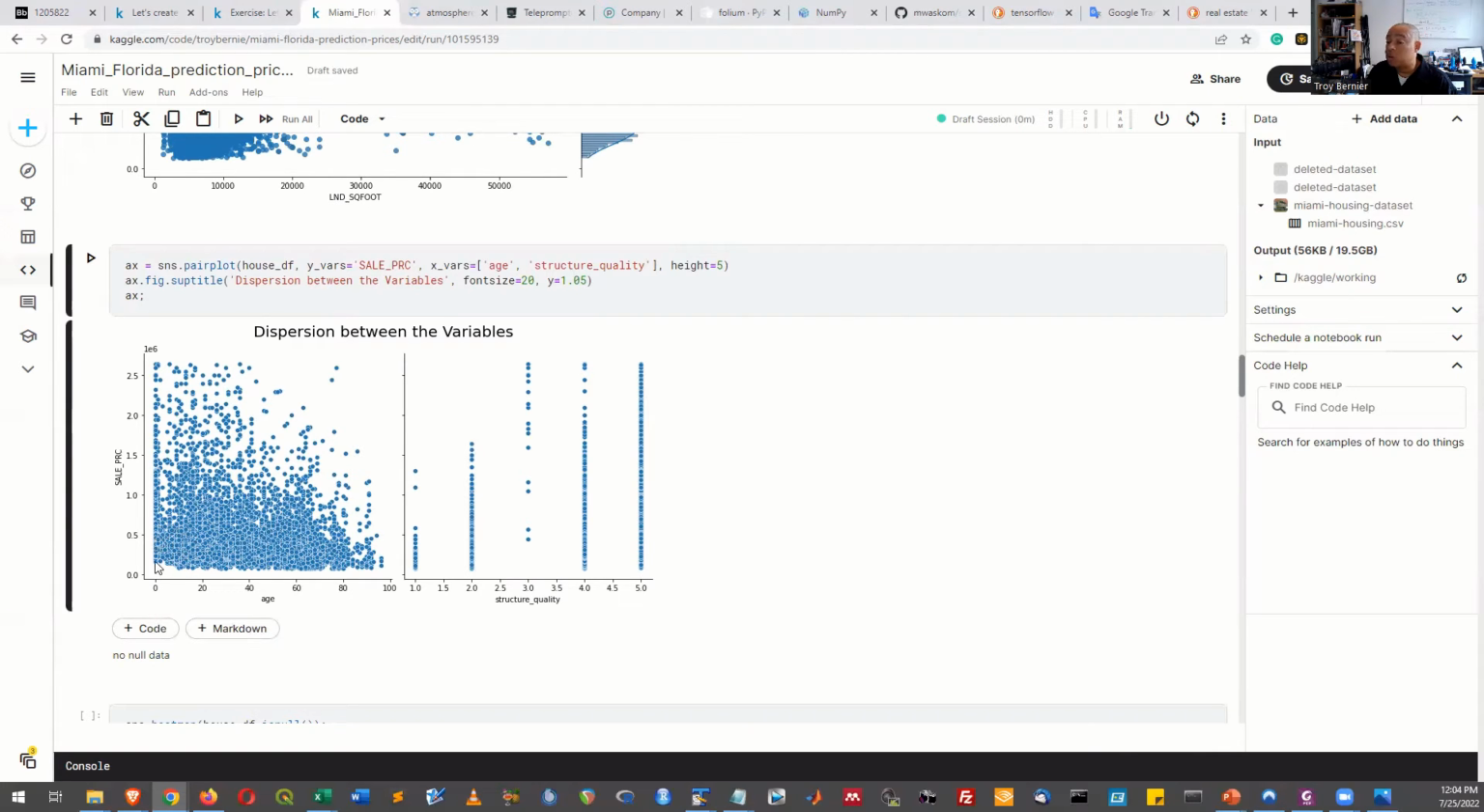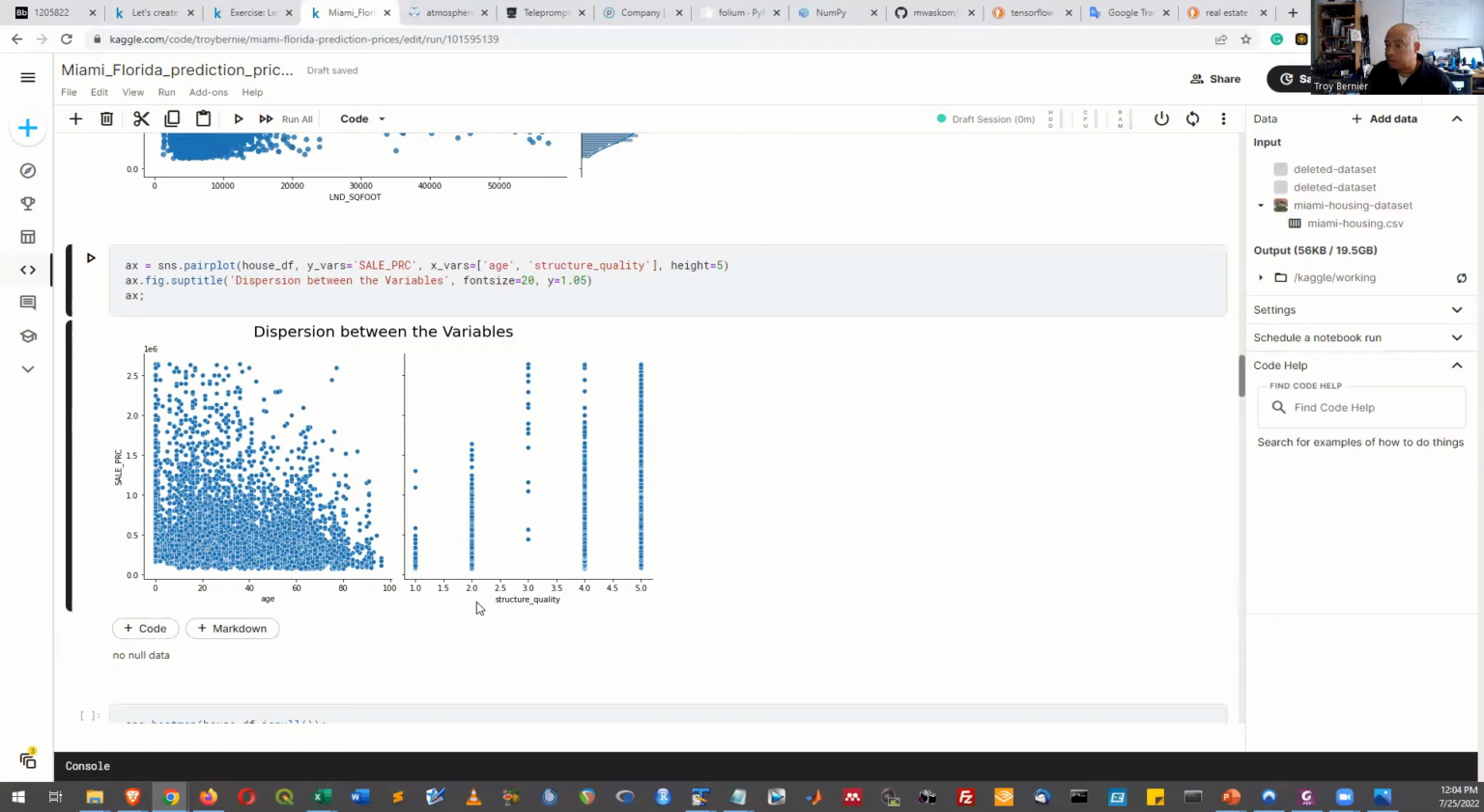Okay, but then of course you have a lot of new construction, and those homes are very, very expensive, going beyond the $500,000 price all the way up into multiple millions. However, let's look at structure quality and sale price. These are older homes resold, very poor structure.